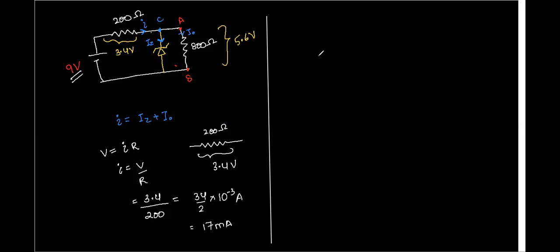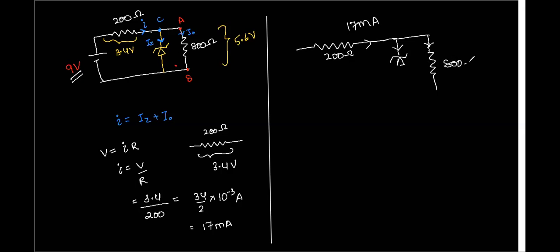Now, look at the scenario. What is happening? This is one resistor in the circuit where 17 milliamperes of current was flowing through a resistor of 200 ohms. Now some current has gone into the Zener diode branch. Rest of it has gone into the 800 ohm resistor branch. Correct? The current has got divided.